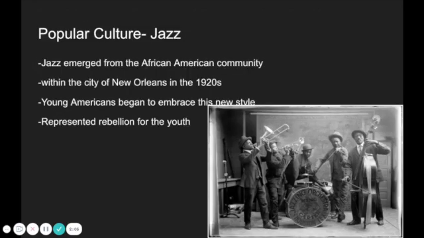So we're talking about how the culture was formed by jazz. So jazz emerged from the African American community within the city of New Orleans in the 1920s. Young Americans began to embrace this new style of music by listening, dancing, and just letting it represent the youth at this time.